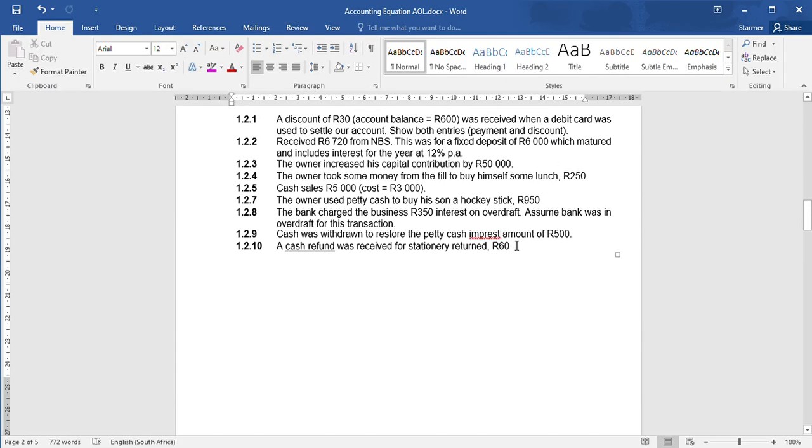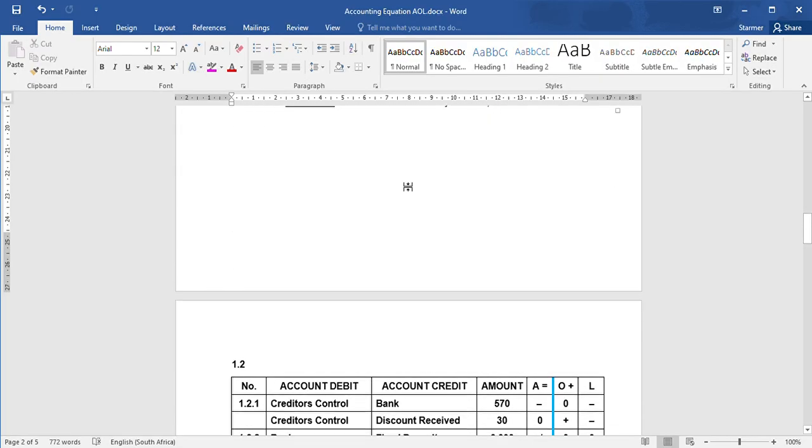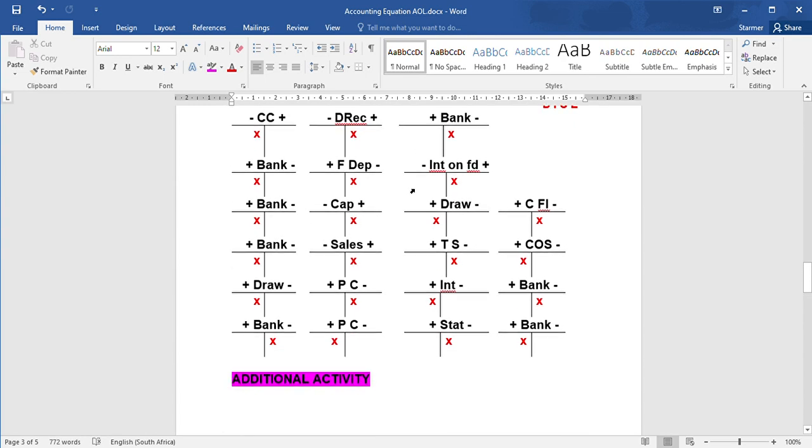Okay, the next one. The bank charged the business 350 Rand interest on overdraft. Assume bank was an overdraft for this transaction. Right, the two accounts here is taking money, so one must be bank. The other account is interest on overdraft. Okay, interest on overdraft here is an expense which is increasing, and that's increased on the debit side.